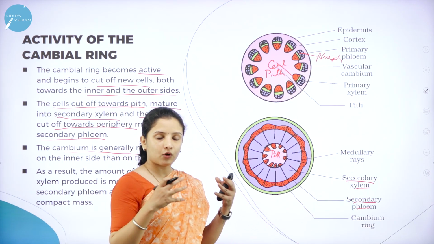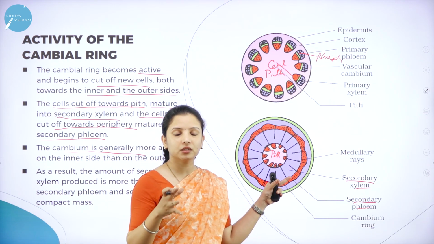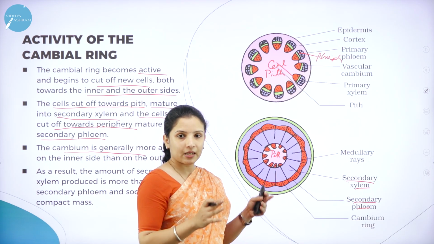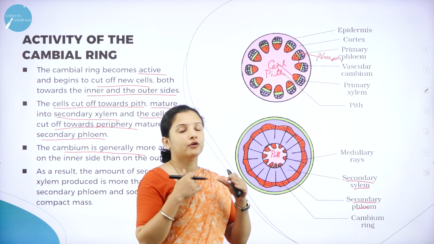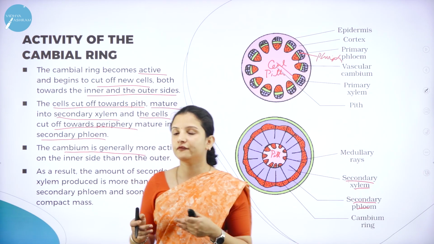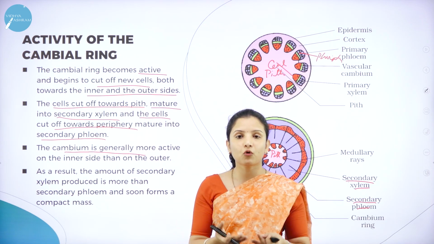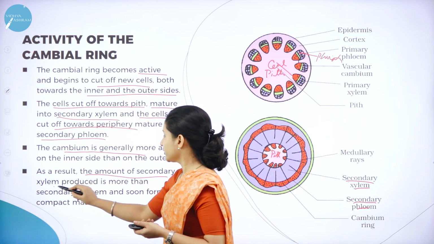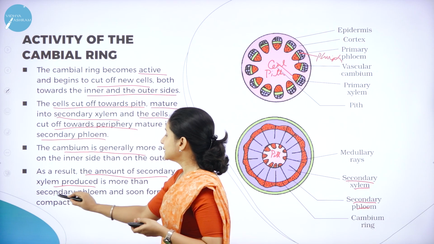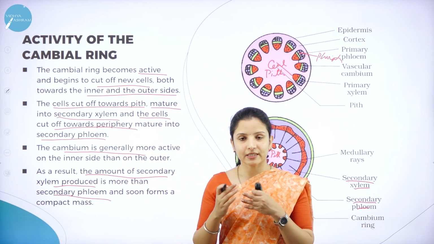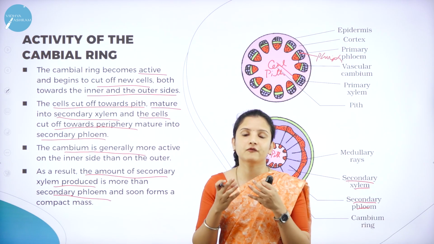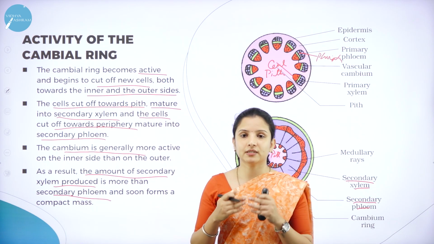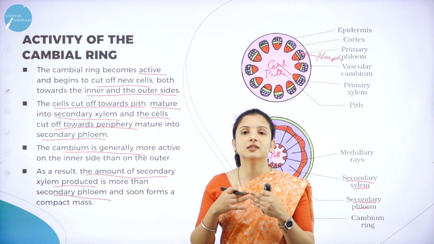So after this, what happens here? The increase of the girth, or increase in the size of the stem, is mainly because of the xylem, because the cambium cells always concentrate more on xylem tissue rather than the phloem. So the increase in the number of xylem cells is more than that of the phloem. As a result, the amount of secondary xylem produced is more when compared to the amount of secondary phloem, and once formed, they form a compact mass. That formation of the secondary xylem and the secondary phloem is the secondary growth in a plant.